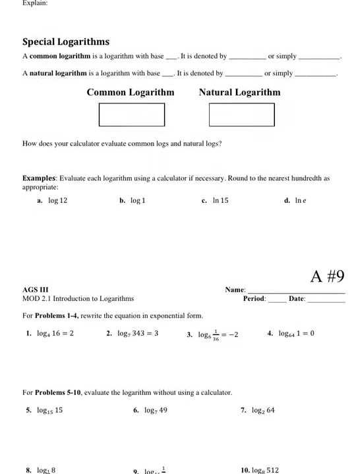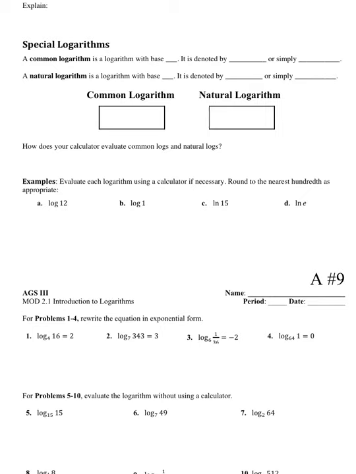Special logarithms. Last topic of the day. So special logarithms are what we see in our calculator. These are what we'll see the most often. There's one that's called a common logarithm, which is a logarithm with base, not e, it's going to be base 10. It's denoted like log base 10, or we might just simply see log with no number written next to it.